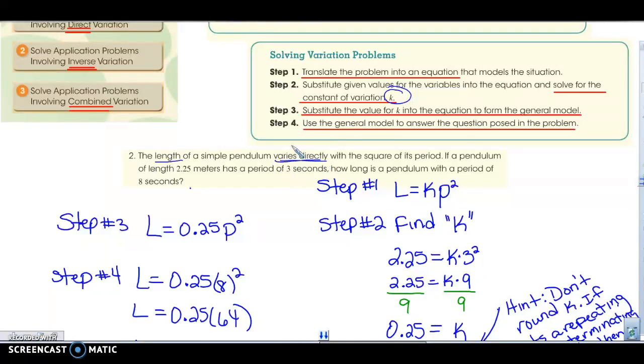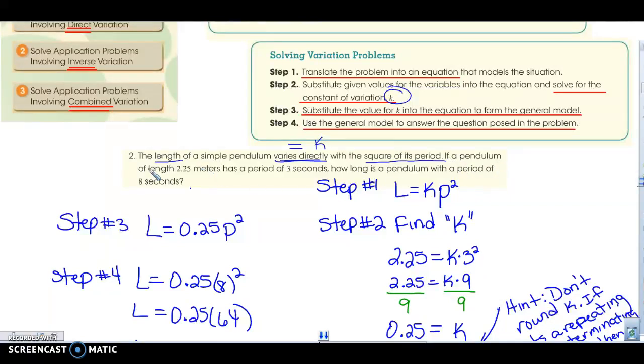Varies directly. So I'm about to put my equal sign and I know I'm going to follow it with k times a variable because it said directly. We multiply. Varies directly with the square of its period. Well, how do I represent the square of something? And since we're talking about period, I use the letter P and then raise it to the second power.